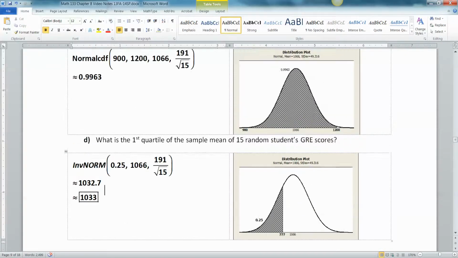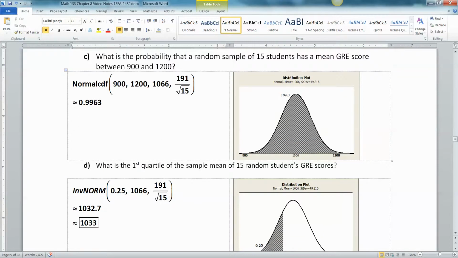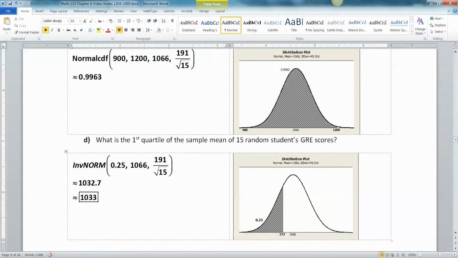All right, that's how to use the calculator to help yourself answer problems for Section 8.1. I'll see you back here for Section 8.2.